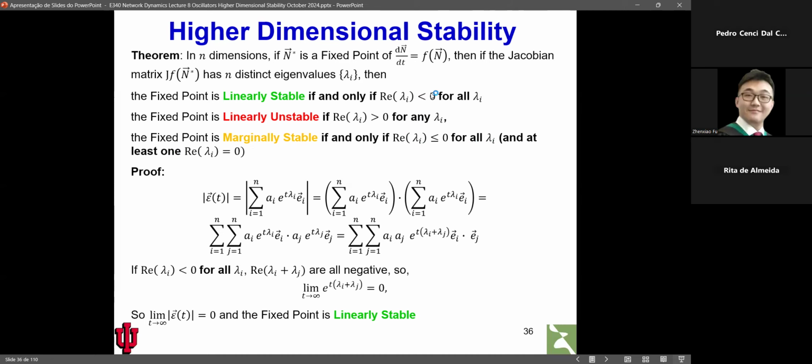You remember, here it is less than 0. Here you have less or equal. If one of them is equal to 0, it means that it's going to keep its distance from the fixed point, and it's not going to tend towards it, depending on the initial condition that we have.